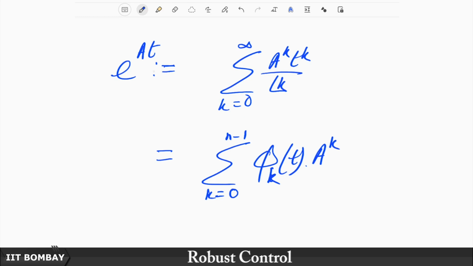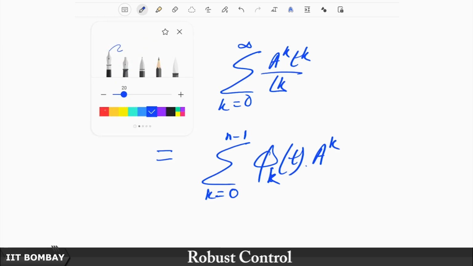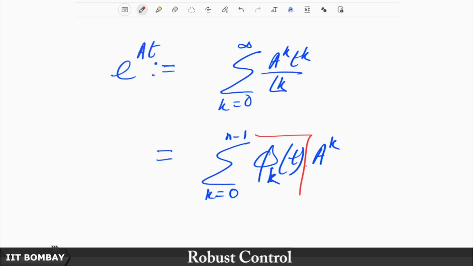Now, then the problem of evaluating this matrix exponential boils down to our ability to evaluate these coefficients. Please remember, we have already shown you one method, which is through diagonalization or Jordan block form representation.